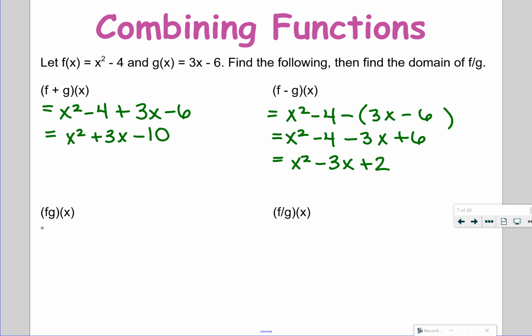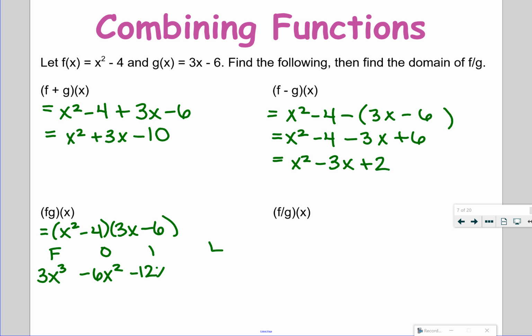F times g, x squared minus 4 times 3x plus 6. Again, notice I put those both in parentheses because we're multiplying everything in one function by everything in the other, so we're FOILing. First terms, 3x to the third here. My outside terms will be negative 6x squared. My inside terms are a negative 12x, and my last terms are a positive 24. Adding together like terms, we have a 3x to the third, a negative 6x squared, a negative 12x, and a 24. No like terms, so that's our final answer.